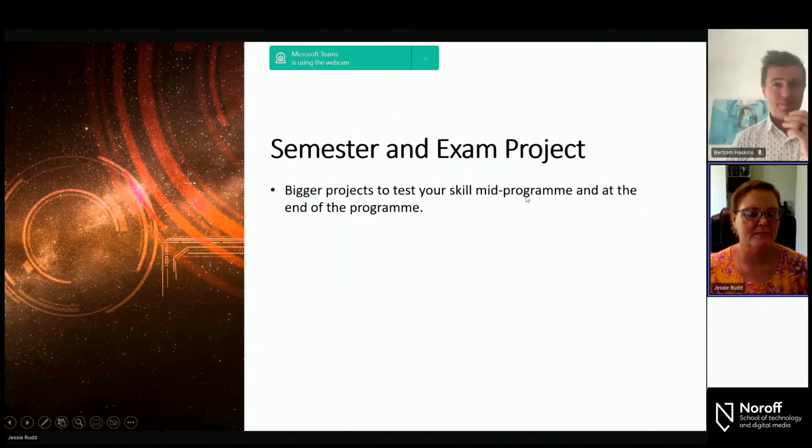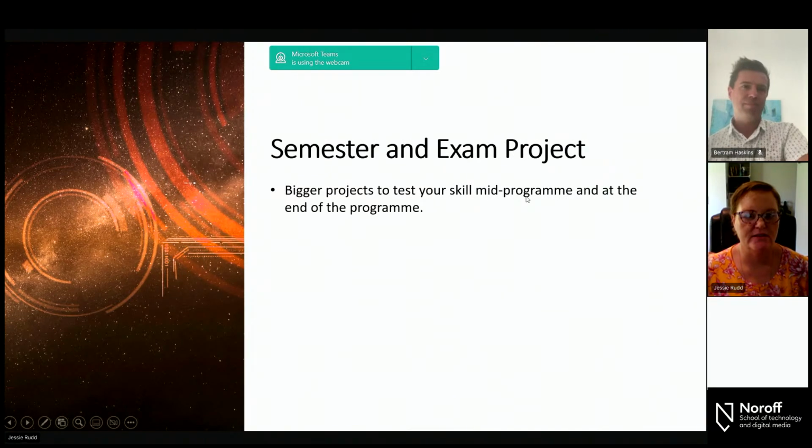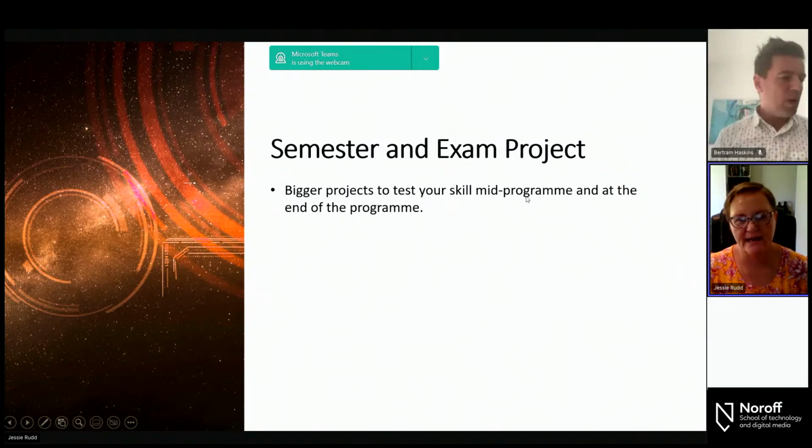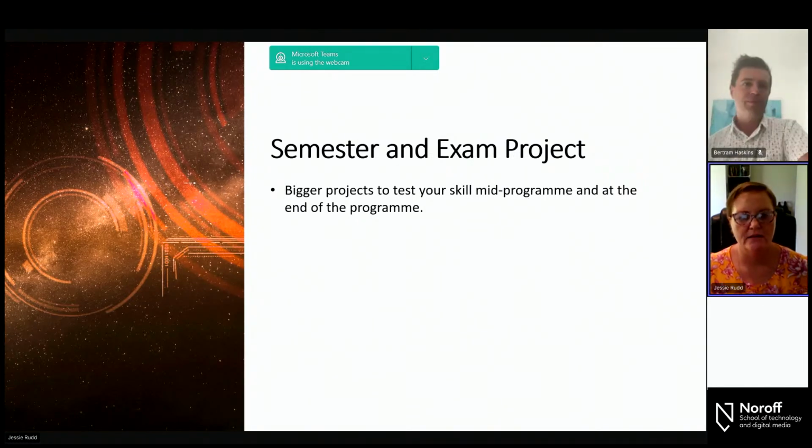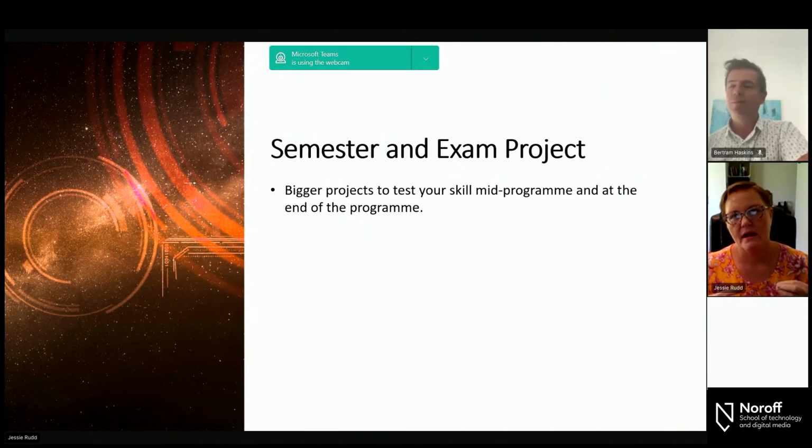So we also have a semester and exam project. These projects are obviously right at the end. They are designed for us to be able to see whether the students have actually grasped the concepts and the ideas and the tools that we're teaching them, and to leave it a bit up to their interpretation, because at the end of the day, data is interpretive.